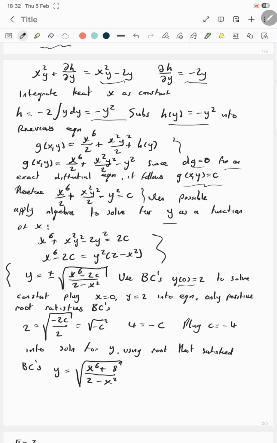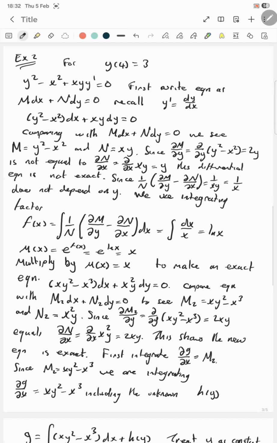We use the boundary condition that we were originally given, y of 0 equals 2, to solve for the constant. We plug in x equals 0, y equals 2 into the equation. Only positive roots satisfy the boundary condition, so 2 equals this, 4 equals minus c. We plug in c equals minus 4 into the solution for y using the root which satisfies the boundary condition, so our final answer is this.